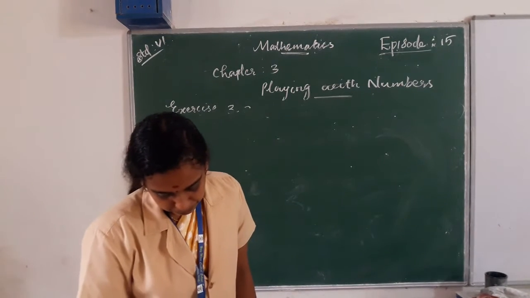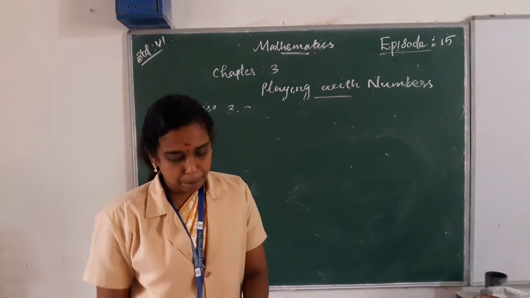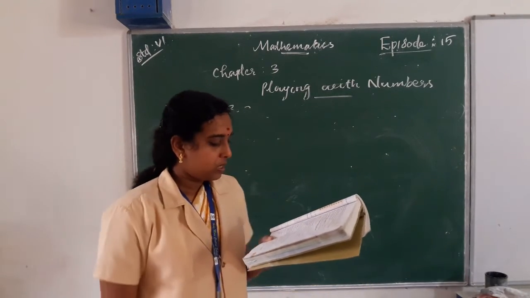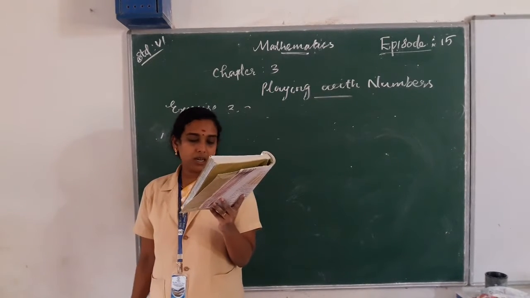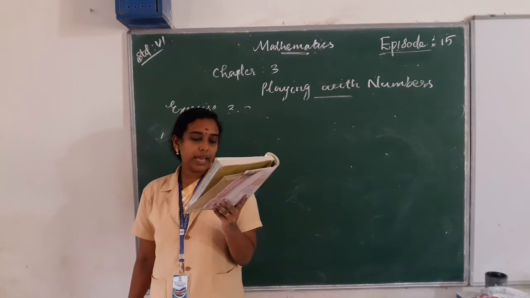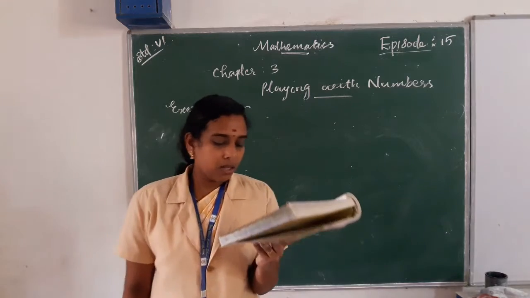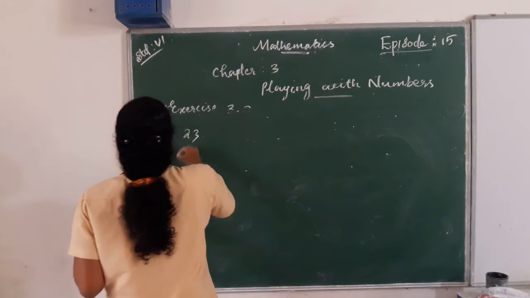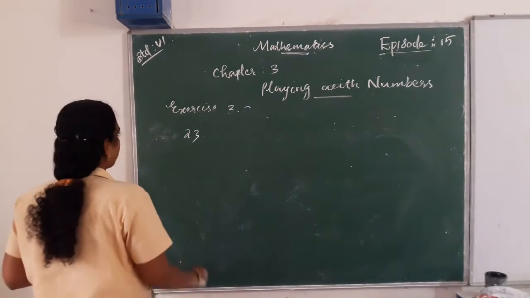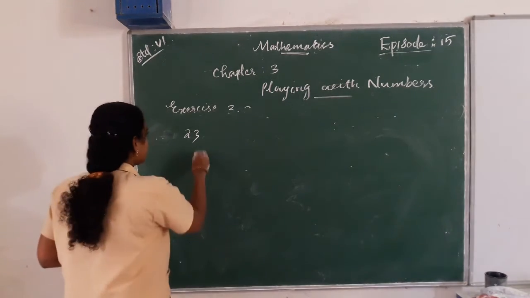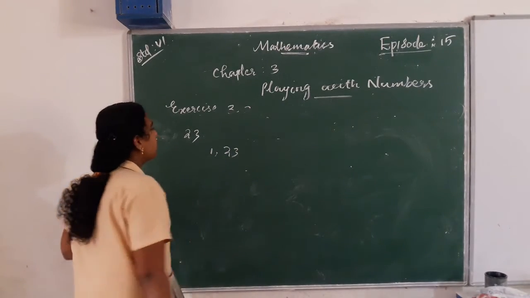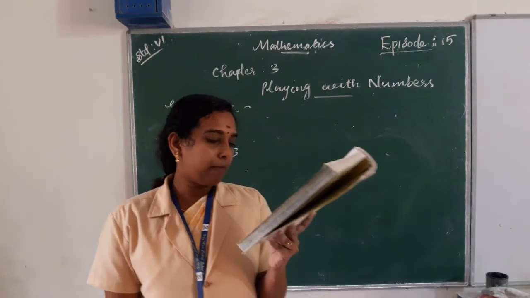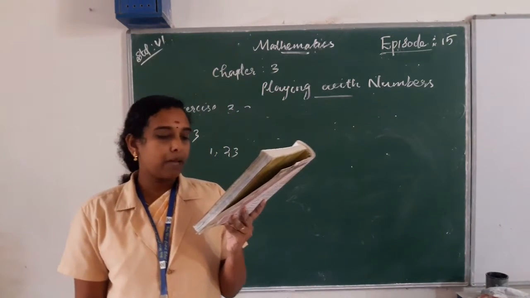And the next question, which of the following numbers are prime? Here 4 options are given: 23, 51, 37 and 26. So the first one is 23. 23 has 2 factors, that is 1 and the number itself. Factors of 23 are 1 and 23. So 23 is a prime number.